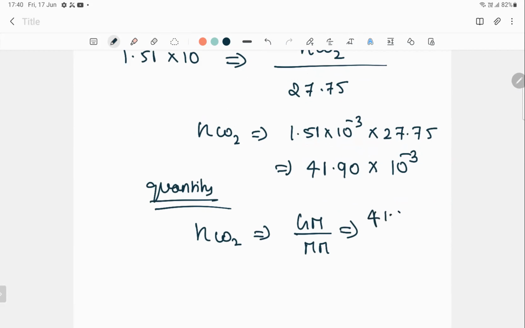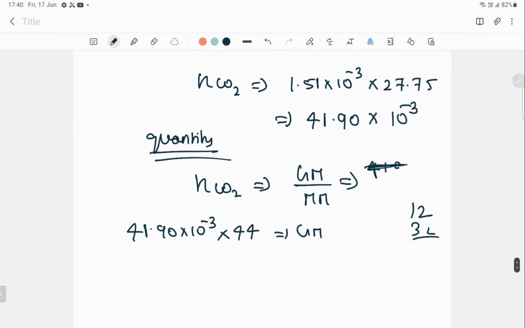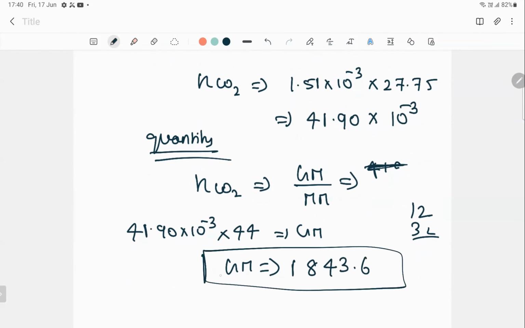Okay. So number of moles of carbon dioxide is equal to given mass divided by molar mass. Given mass is not given; they are asking for the given mass. So given mass is equal to 41.90 into 10 to the power minus 3 into molar mass. Molar mass is carbon 12, oxygen 16 into 2 is 32, so 44. So 41.90 into 44. So given mass, that is your quantity of the substance, is 1843.6, you can say it in grams. Everyone got this one?